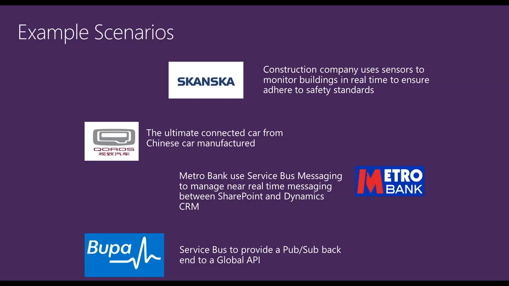So one of the things they did was put devices in these buildings to monitor for things going wrong, which were able to use Service Bus to call back to a central system and feed some data about what's going on in the buildings, and give them extra scope for covering these various sites. A similar scenario was, I think it's pronounced Koros, who apparently are the ultimate connected car manufacturer in China. I guess their idea is that by connecting a car to the internet, they can stream messages through Service Bus and back to their internal systems. Another example was Metrobank in the UK.